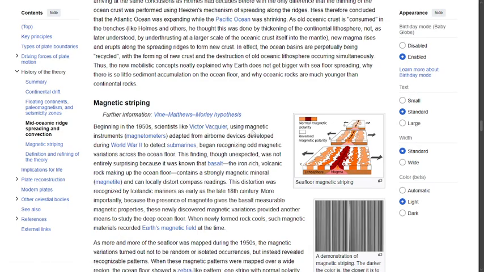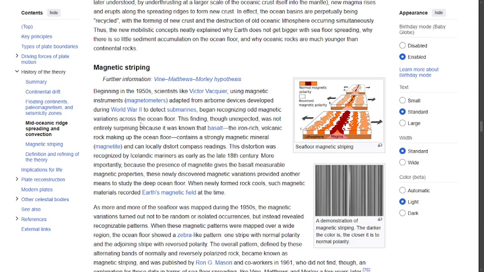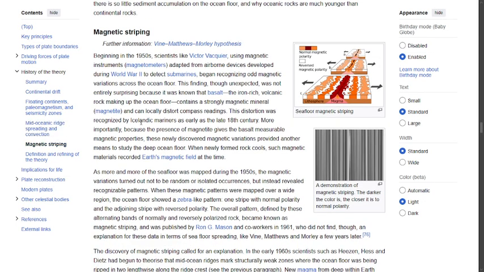At the beginning of the 19th, using magnetic instruments, magnetometers adopted from airborne devices developed during World War II to detect submarines, began recognizing magnetic variations on the ocean's floor. You know what? Let me turn on my reading voice. This finding, though unexpected, was not entirely surprising because it was known that basalt, the iron-rich volcanic rock making up the sea floor, contained a strongly magnetic material, magnetite, and can locally distort compass readings. This distortion was recognized by Icelandic mariners as early as the late 18th century.